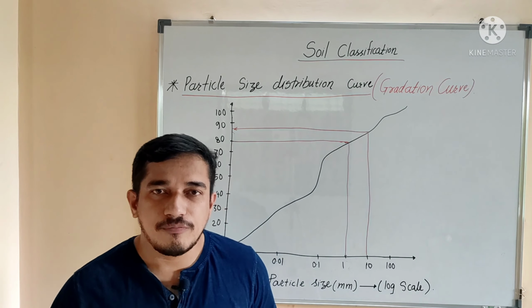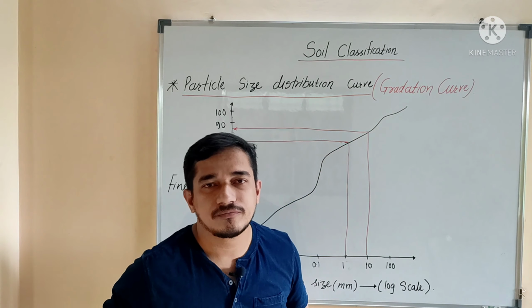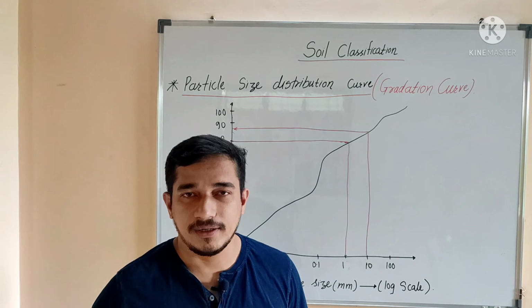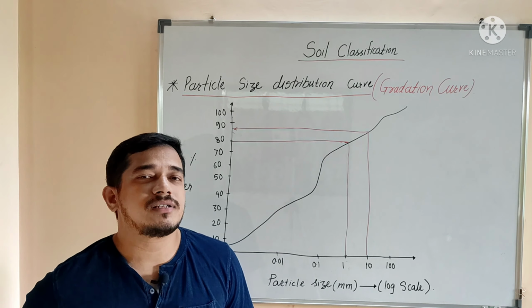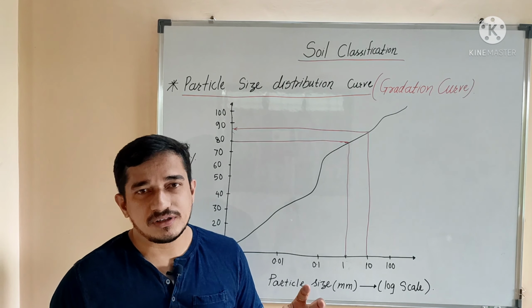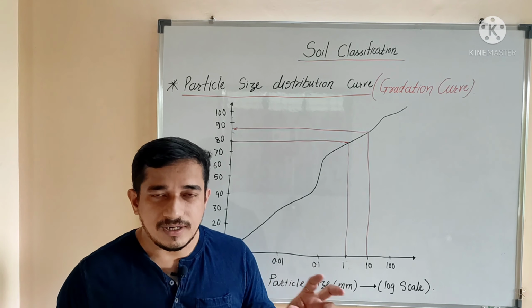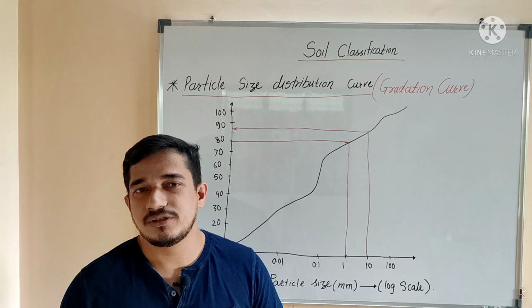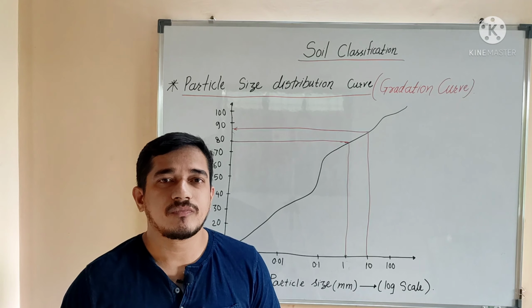Hello everyone. So far we have started our third chapter, that is nothing but soil classification. In that we have seen what mechanical analysis is. The mechanical analysis is nothing but the particle size analysis. In that there are definitely two methods: sieve analysis and sedimentation analysis. In sieve analysis we have seen what dry sieve analysis and wet sieve analysis are. The next part is about the sedimentation analysis.